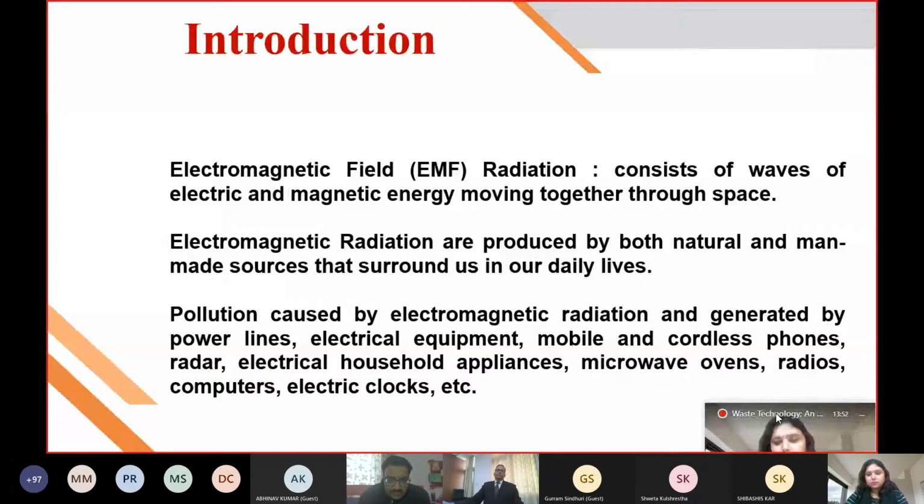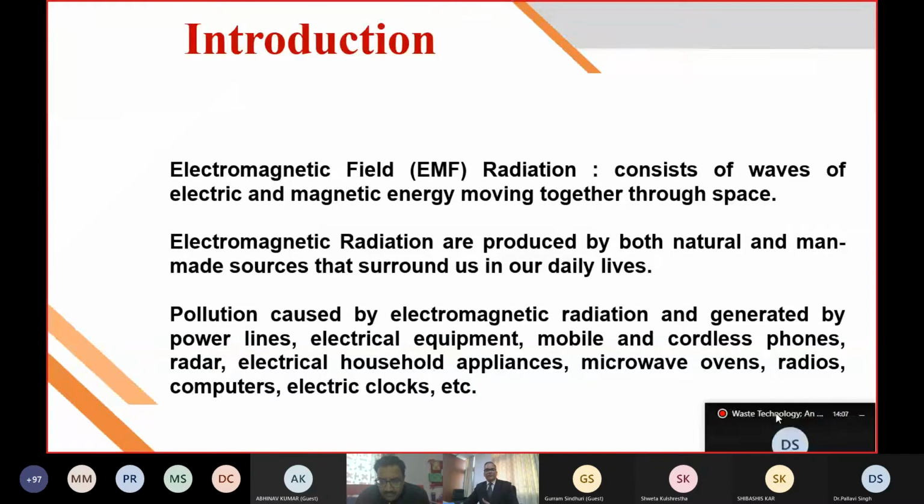Electromagnetic field basically consists of electric as well as magnetic field together. If an electric field is moving, then a magnetic field will be generated. And if a magnetic field is moving, then automatically an electric field will be generated. So they will go side by side.